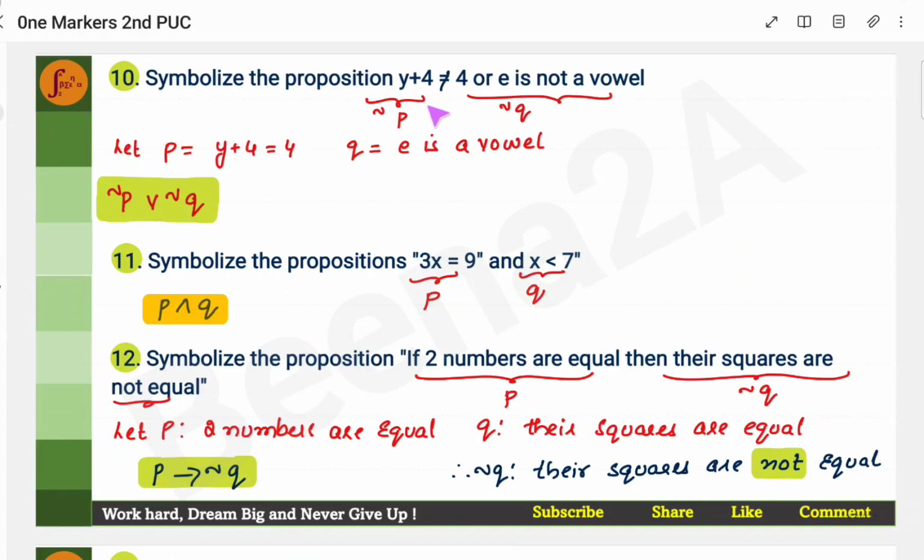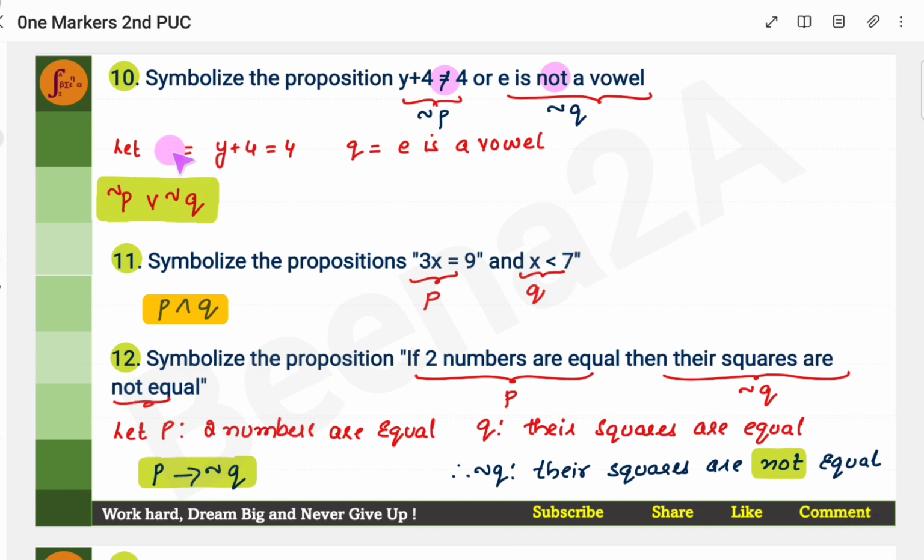You have y plus 4 not equal to 4, or E is not a vowel. Now this is slightly tricky. Carefully watch this. Here it's not equal to, and here also there is not. You have to observe this. There is not and not. Whenever you are putting propositions, it should be positive. That is, you should not have a not.